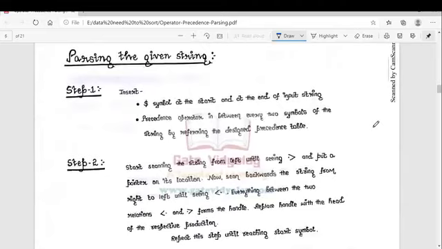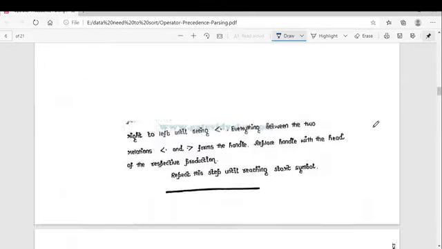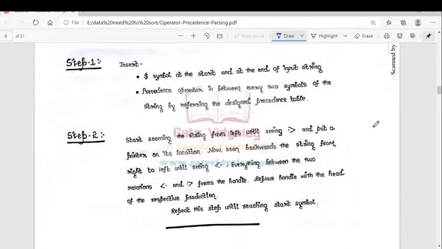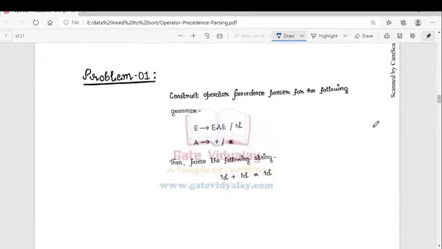These are some rules that we will discuss later. Now we will take an example and try to construct our operator precedence grammar through those rules.